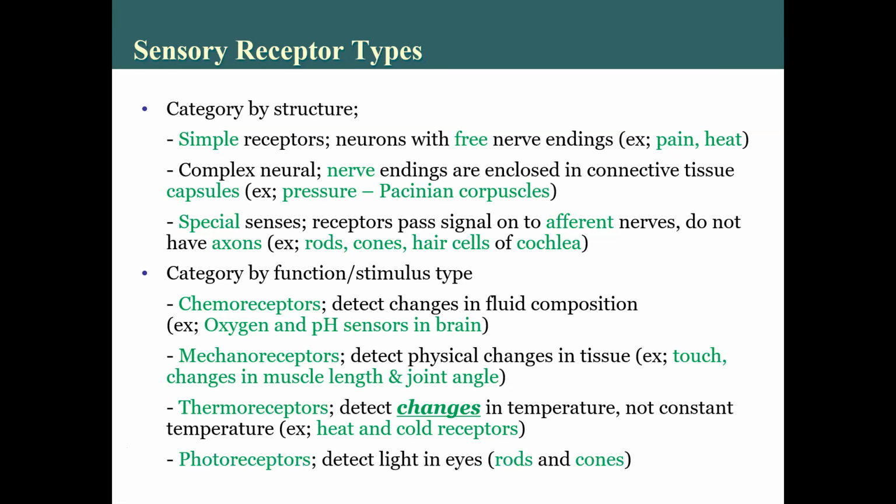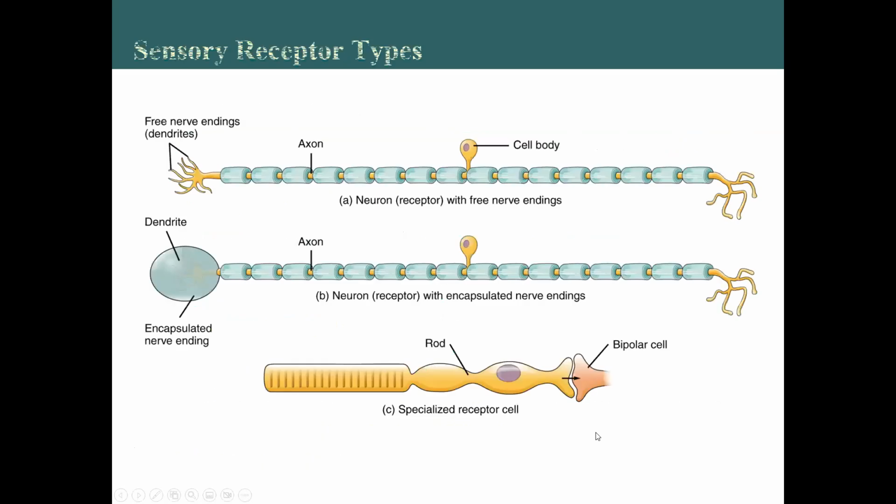Photo means light. It doesn't mean photograph. Photograph literally means an image made from light. So photo just means light. So they detect light in the eyes. And we're going to be talking about why vision is so much different than the other senses. It's backwards in two separate directions. And the two types of photoreceptors that you find in the eyes are rods and cones. We'll be talking about similarities and differences between those photoreceptors coming up.